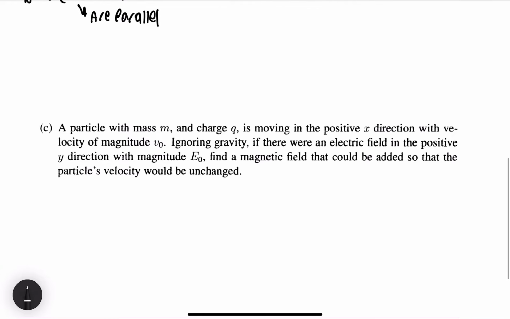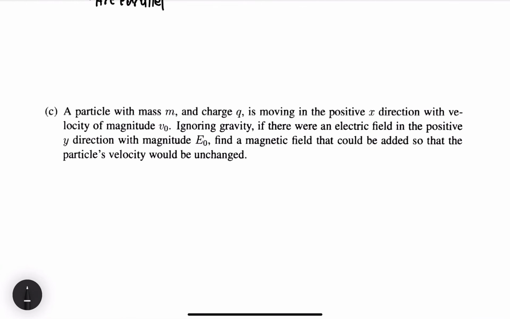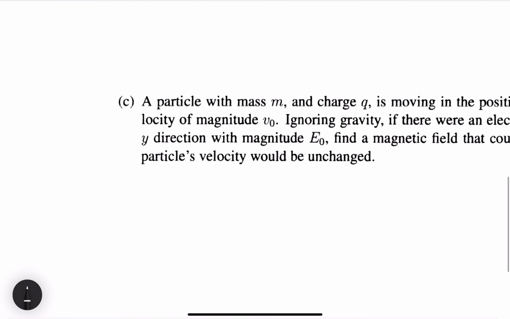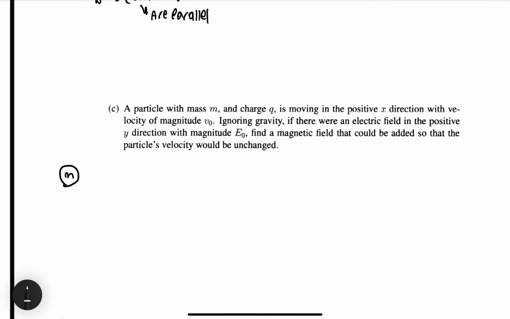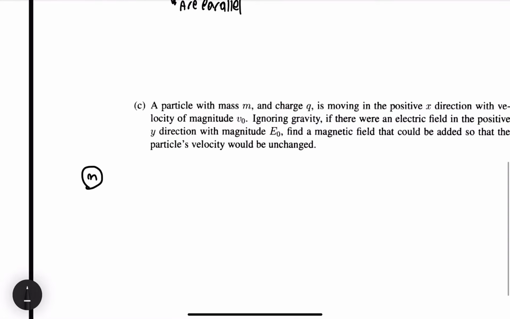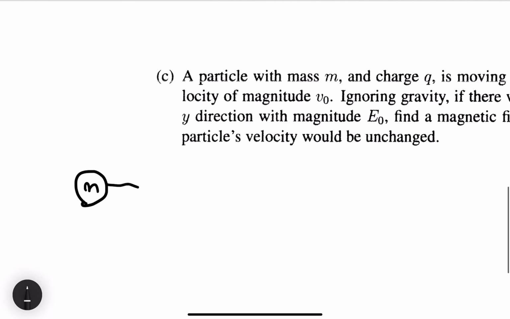Now for part C, it's a completely different question. A particle with a mass m and charge q. Let me draw that out. A particle with mass m has a charge q moving in the positive x direction with a velocity of magnitude v naught. So it's going this way, right?